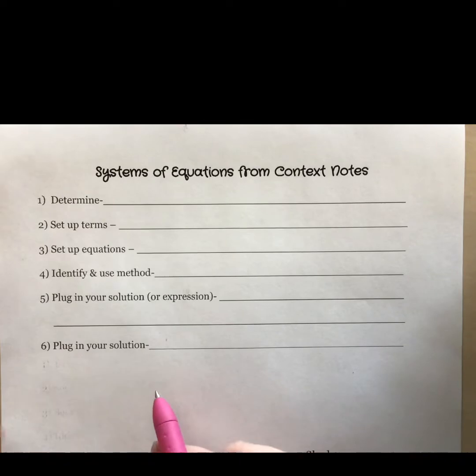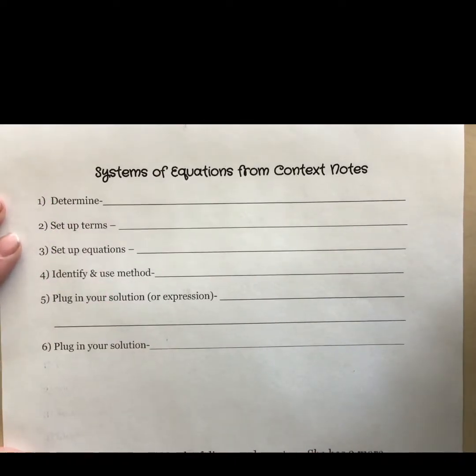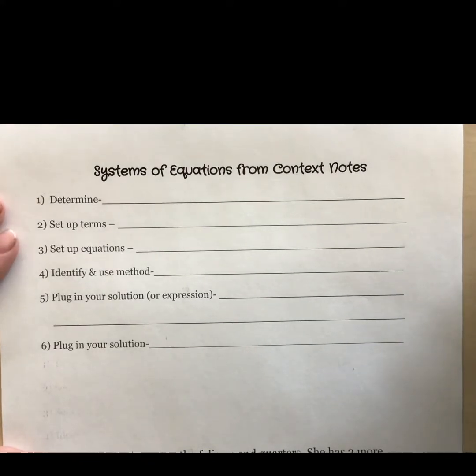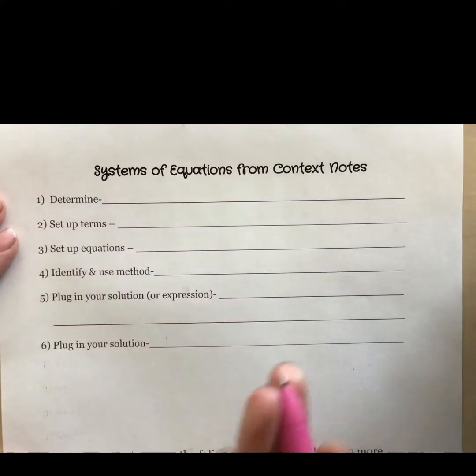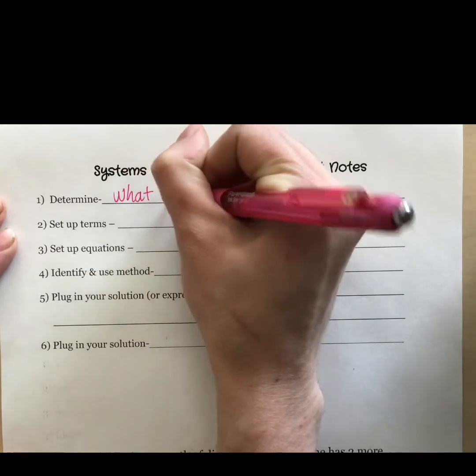The first thing we're going to talk about are just the 6 steps. Now a couple of these are going to seem self-explanatory to you, but I just want to make sure that we are clear on the order that we need to go through in order to get to the answer that we're looking for. The first thing we need to determine is what we are trying to find. What are we solving for?